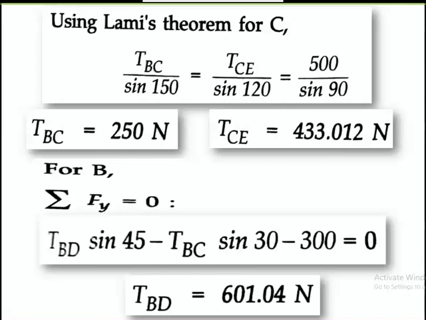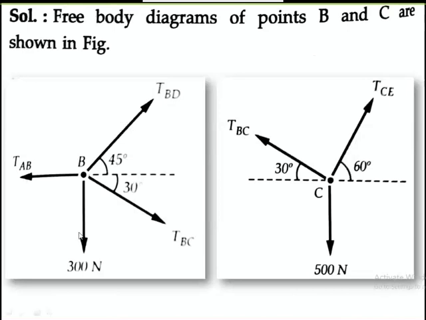Next we will consider the free body diagram at the point B. You can observe here we are having four forces, that is TBD, TBC, 300 Newton, and the other one is TAB. Here we can't use Lami's theorem. Since there are more than three forces, we can't use Lami's theorem. We will go by the equations of equilibrium.